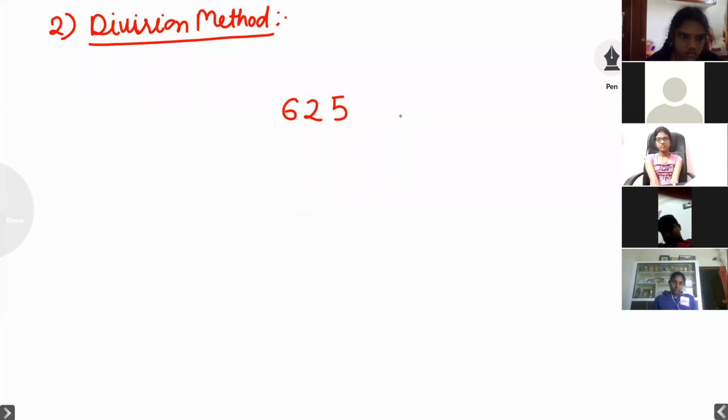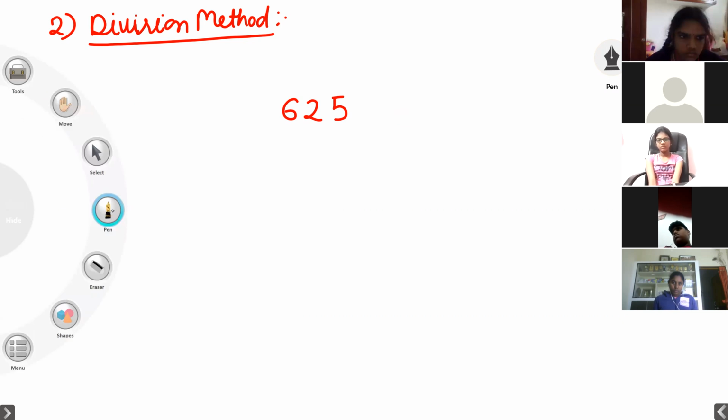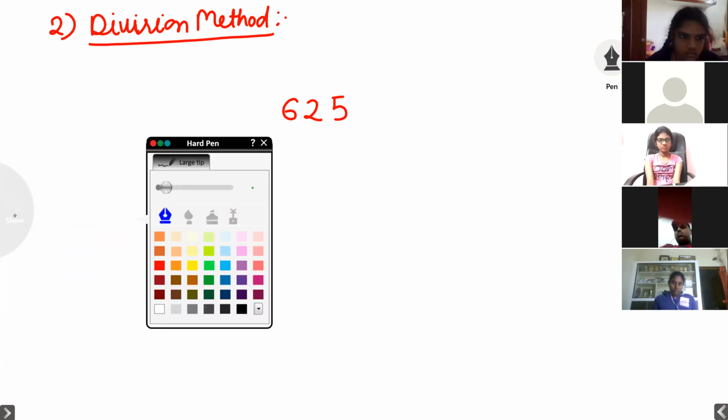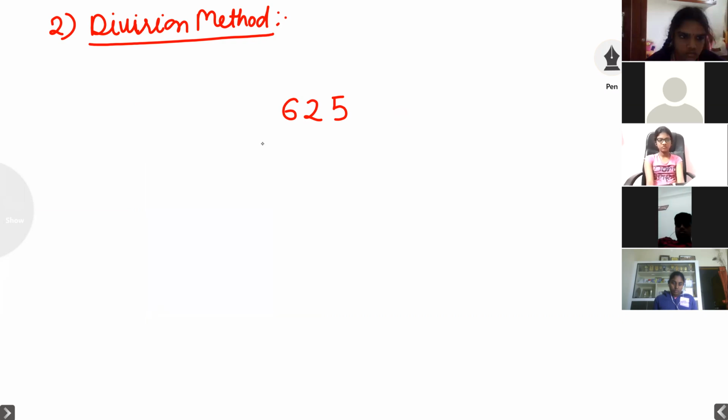Step 1, we want to make pairs from the right side. We want to make pairs from the right side, right to left. Means right to left we want to make pairs. This is what I am talking about in the division method. Concentrate. First step, we want to make pairs from right to left.